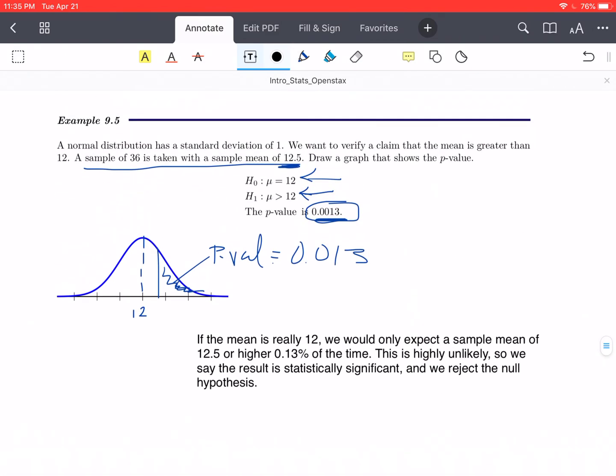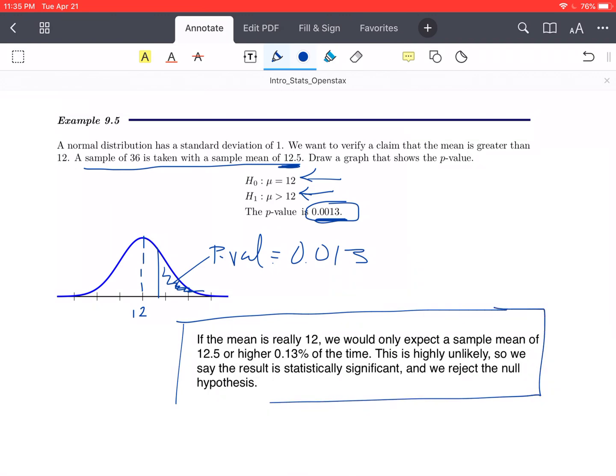So this statement down here is a nice summary, a good conclusive statement of what's happening. If the null hypothesis was true, if the mean was actually 12, getting a result of 12.5 would be very, very unlikely, which means that the mean being 12 was probably not the case to begin with. It's probably higher than that. So we would reject the null hypothesis.